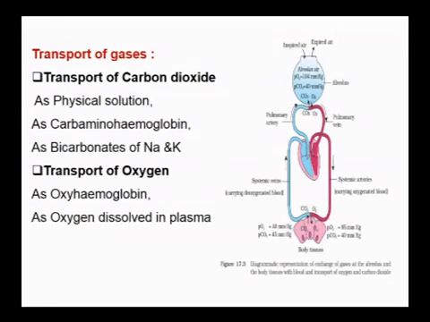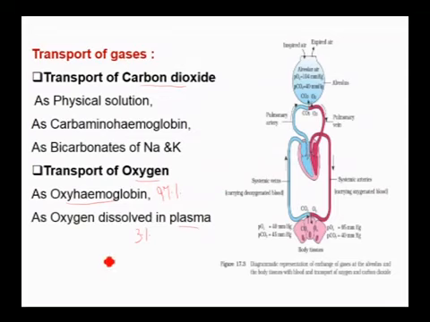Transport of gases. Respiratory gases are of two varieties: one is carbon dioxide and the other is oxygen. We need to study how they are transported. The transport of oxygen takes place by two mechanisms. One, when it binds with hemoglobin, forming oxyhemoglobin. The other method is through the blood plasma. In the dissolved state, only about 3% is transported, but the remaining 97% of the oxygen is transported by hemoglobin.